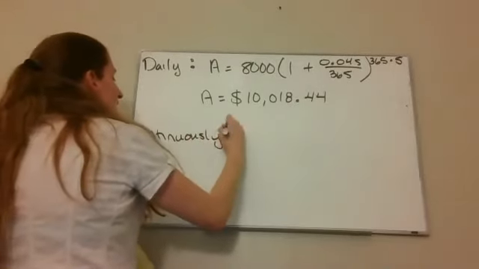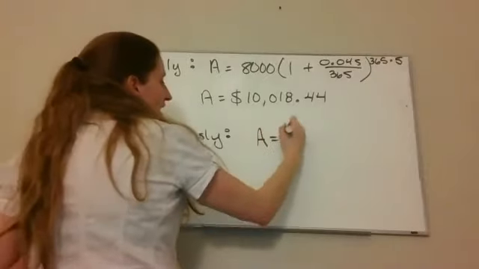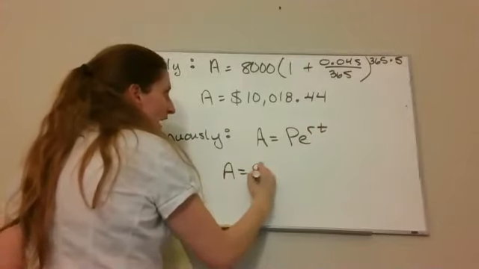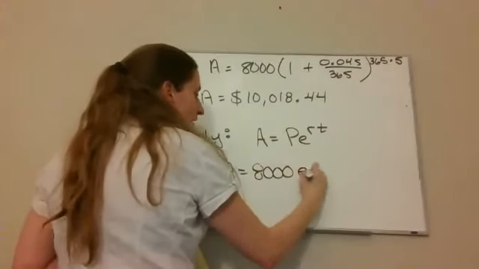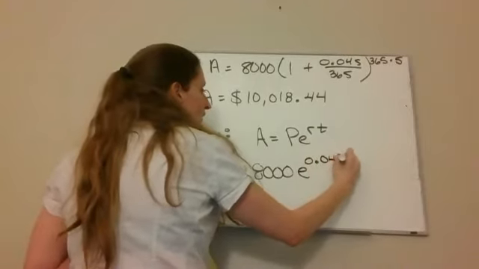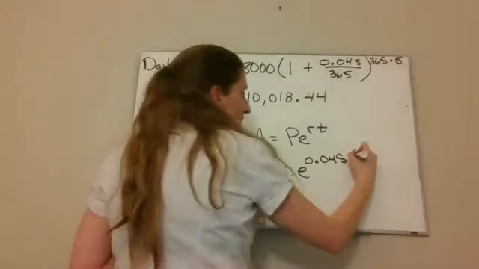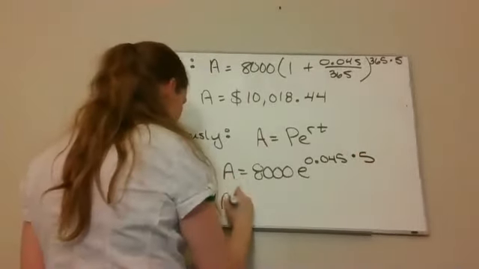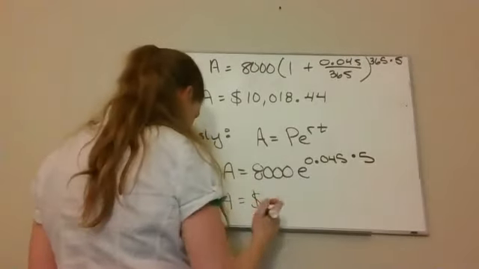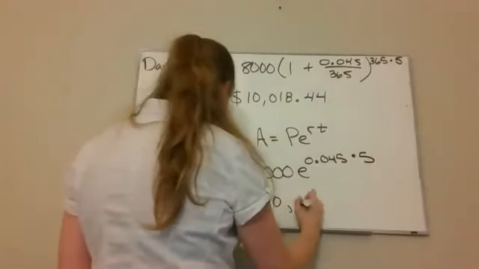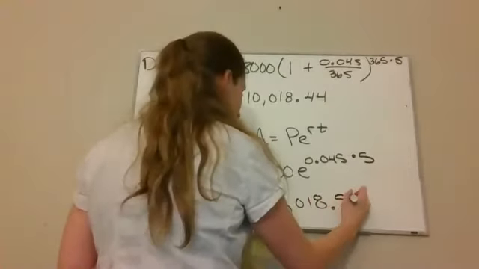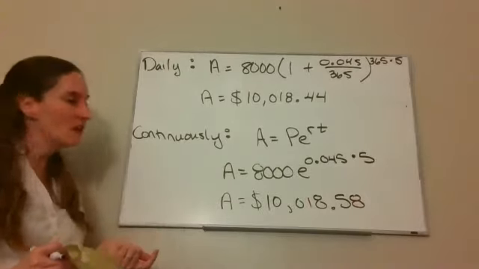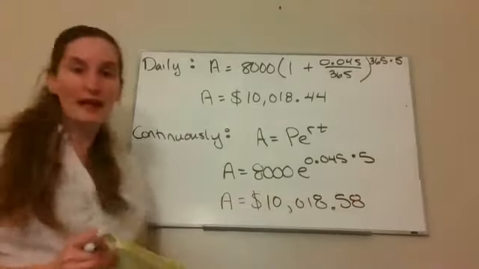So remember the continuously formula, A equals P times e to the RT. So I would plug in my 8,000 for my P again. My rate is still 0.045, and my T is still 5. So I would type that into my calculator, and you get, to the nearest penny, $10,018.58. So that one's not a lot bigger than daily, but it is still bigger. You're still making a few more pennies over there.